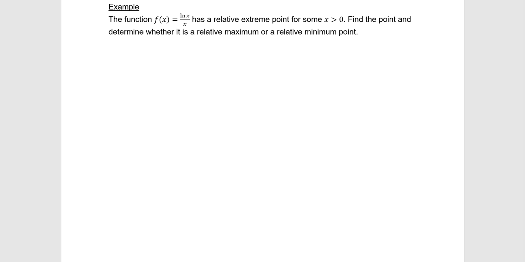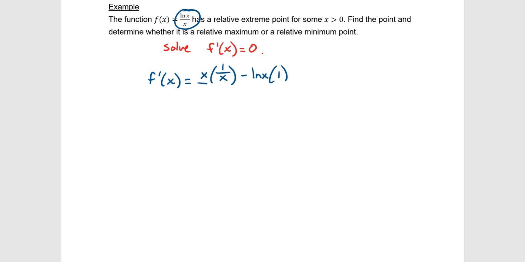So the derivative f prime of x, we need to use the quotient rule. So that's going to be low times the derivative of the high minus the high times the derivative of the low. So we get x times 1 over x minus ln of x times 1, all over low squared. So you have to remember the quotient rule. You know that low means denominator, high means numerator.